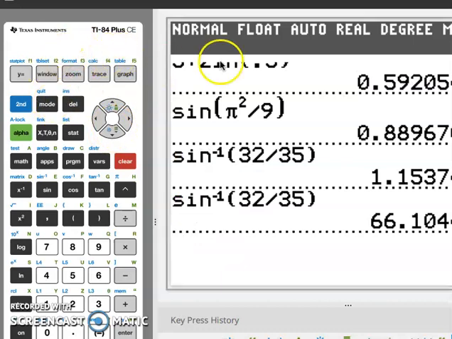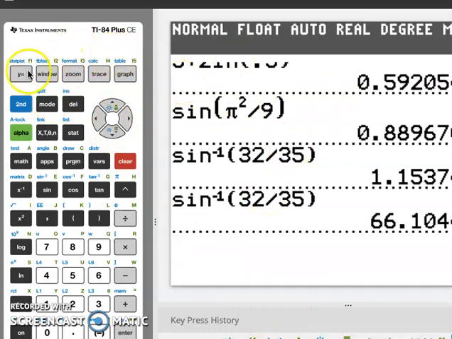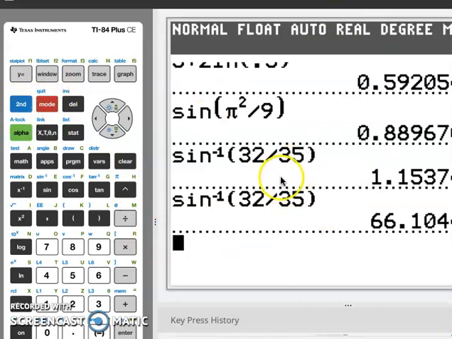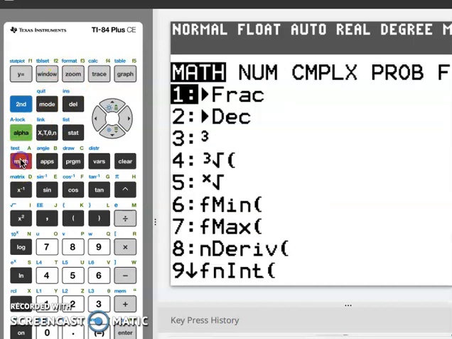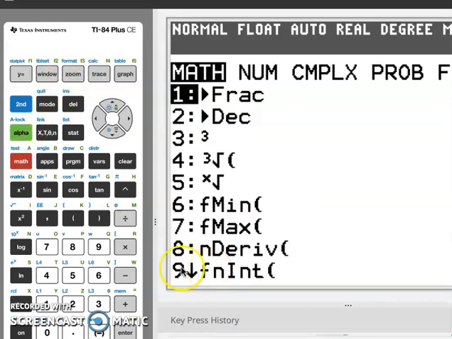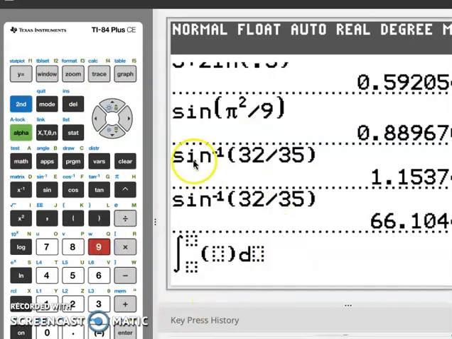You need to be in your home screen here, kind of where you do math problems. If you're not there, you're just going to go to second level quit, which is above your mode key. That should take you back to your home screen. Sorry, that was my trouble a second ago. Then you're going to go to math, and under math, you want number 9. When you click that, see how this looks just like an integral?